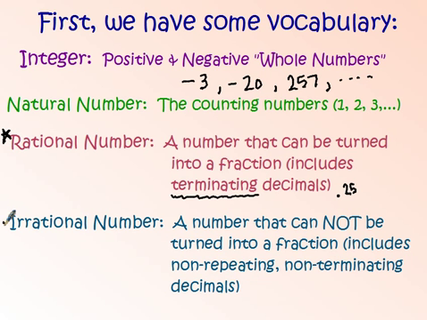An irrational number is a number that cannot be turned into a fraction. So that's going to include our non-repeating, non-terminating decimals. Non-repeating means there's no pattern in my decimal places, and non-terminating means a decimal that goes on forever and ever and ever. It needs to meet both requirements before I can say it's an irrational number.